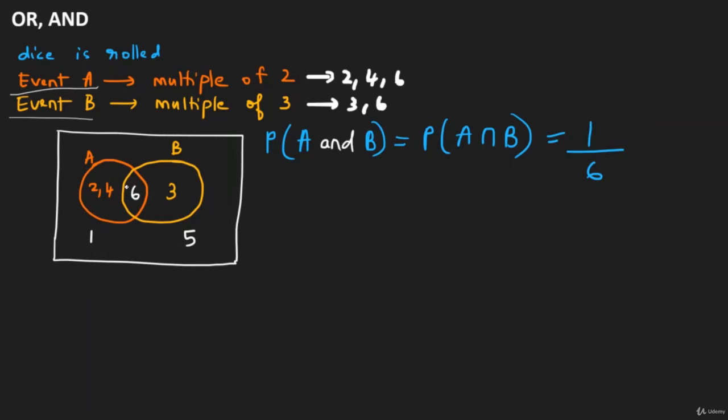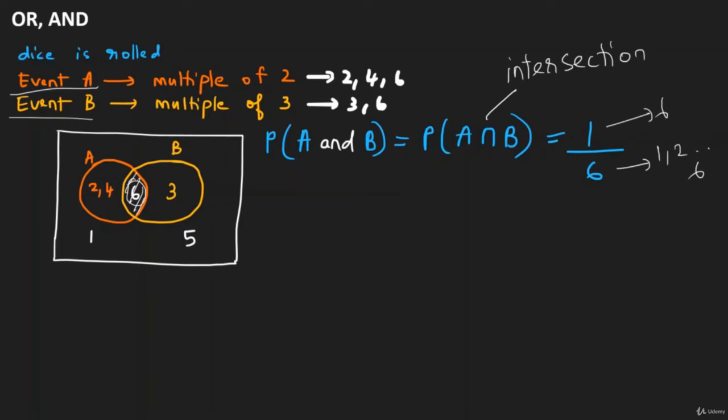Because there is one outcome where A and B are satisfied, that's this outcome of getting a 6, and there are 6 possibilities that can happen, which is the total number of outcomes, which is 1 to 6. So favorable by total is 1 by 6. That's the probability of getting A and B satisfied, or the probability of A intersection B. Now over here you can see that from the diagram it's very easy to understand that we just find the intersection. That's where A and B occur.